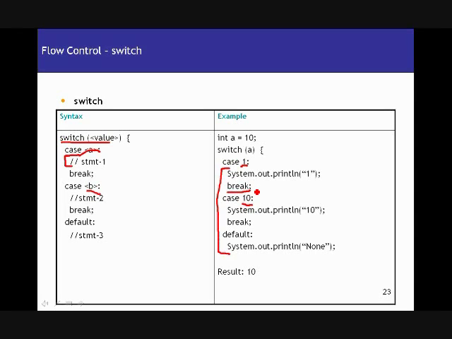So that's about switch. One more difference between the if and switch is that in if you can check for different kinds of conditions, whereas in switch you can only check for an equality condition. You can only check if the value of a is equal to 1 or is equal to 10. You can't check here if the value of a is greater than 10, something like that, right?